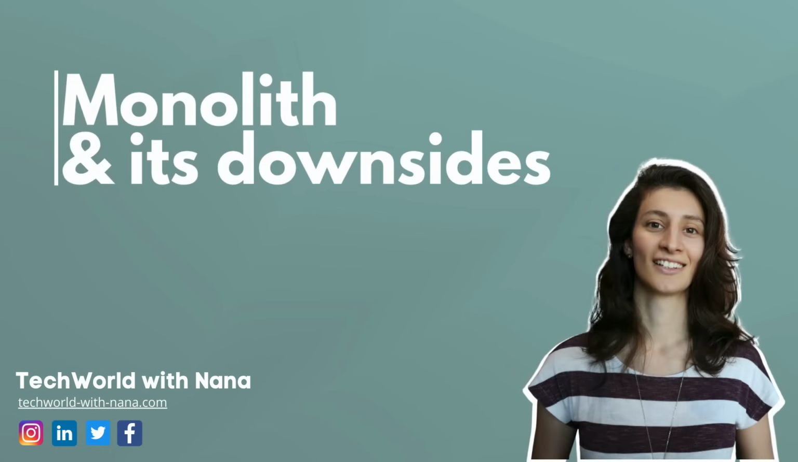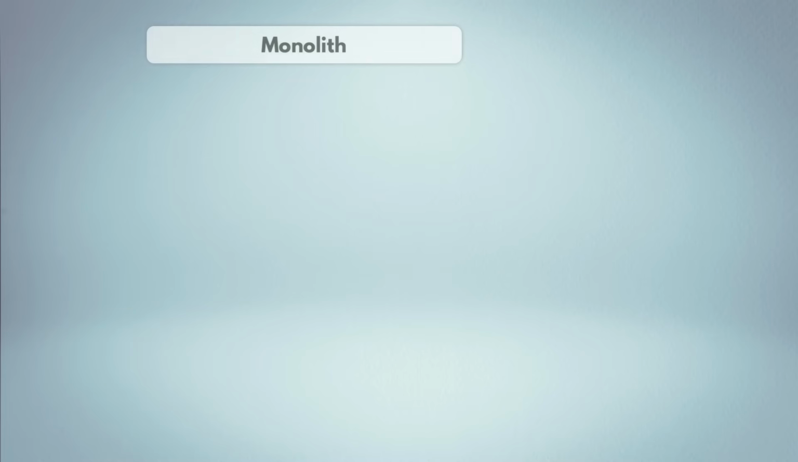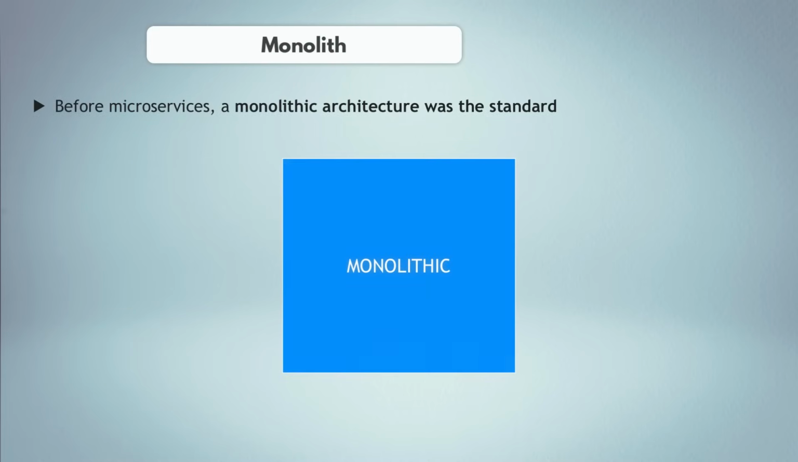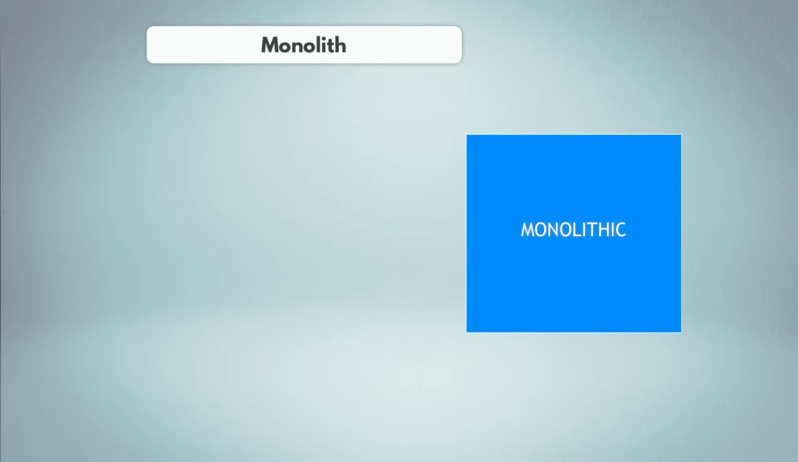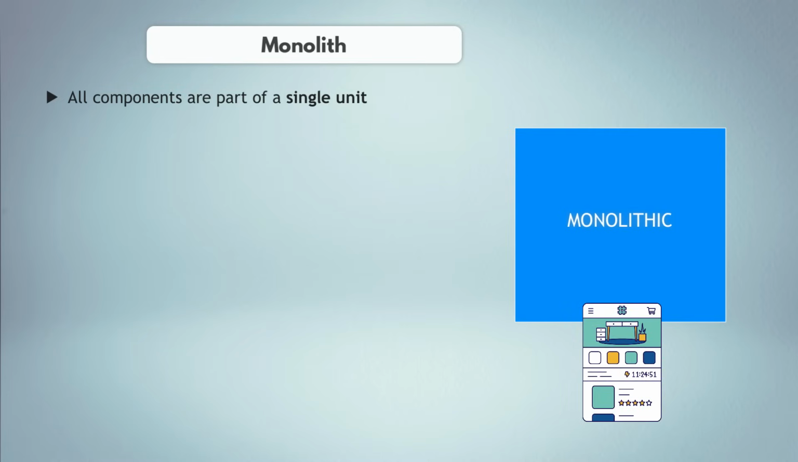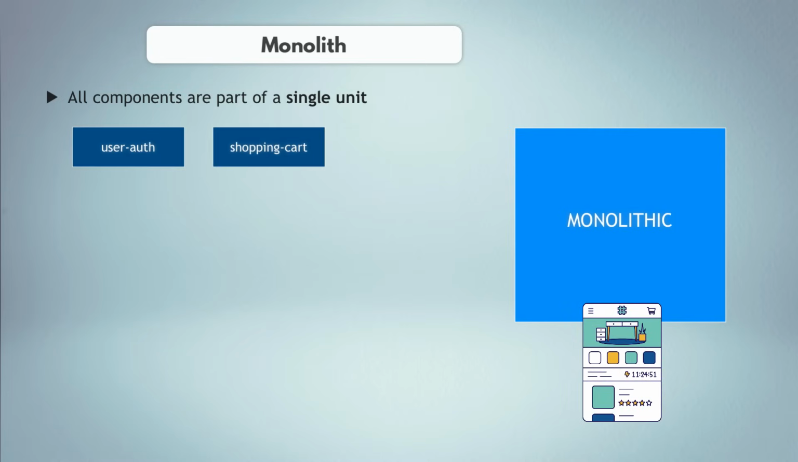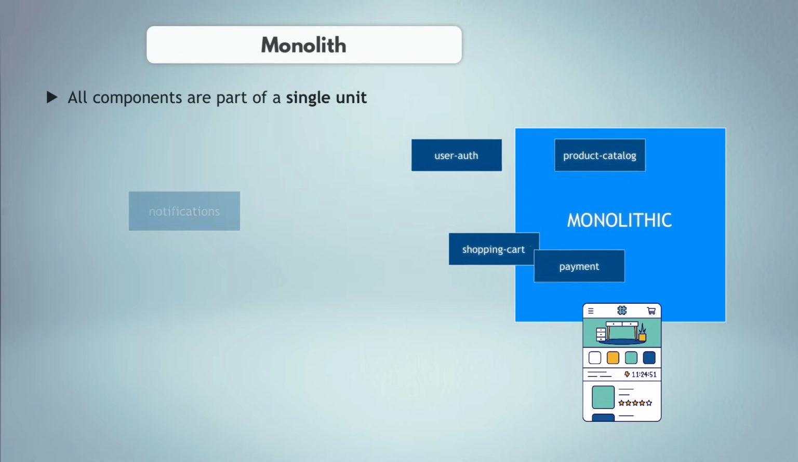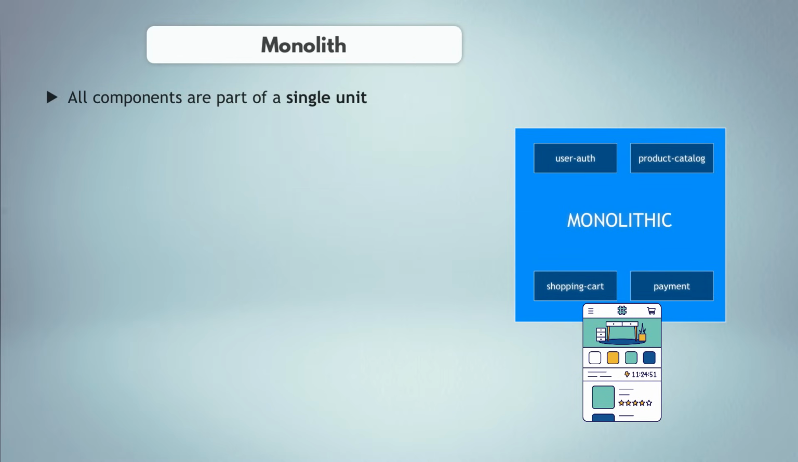Before microservices, the standard way of developing applications was with a monolithic architecture. This means all the components of the application, the whole code basically, is part of a single unit. For example, if we had an online shop application, all of its parts like the user authentication, shopping cart, product catalog, sales campaigns, notification, and so on, all the code for these functionalities would be in one code base as part of one monolithic application.